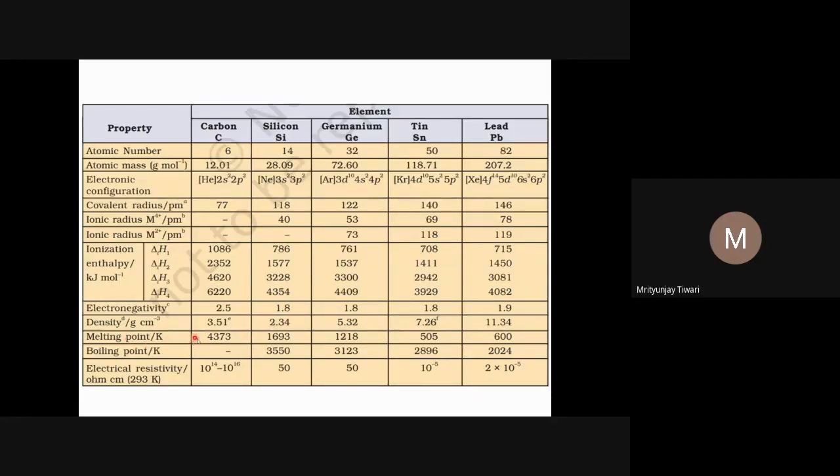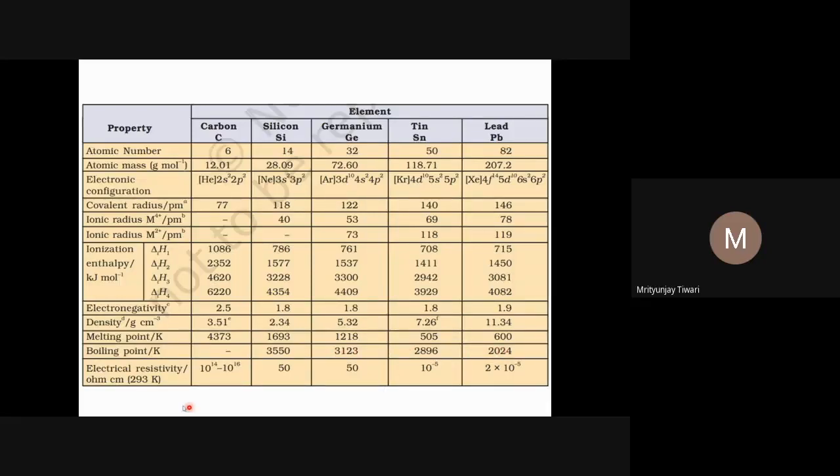And the melting point decreases up to tin, and from tin, similar to the trend for ionization enthalpy, from tin to lead the melting point also increases. The boiling point decreases continuously up to lead.